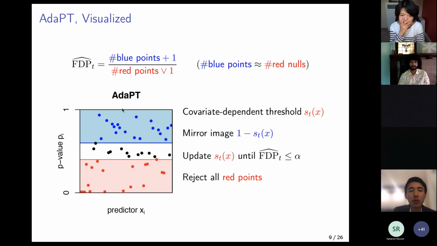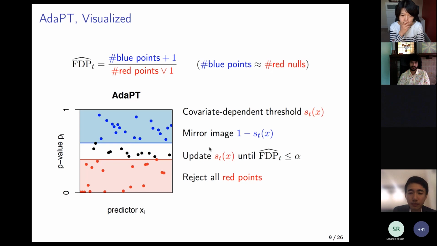Then we will define a false discovery proportion estimator. Roughly speaking, it is the ratio between the number of blue points and the number of red points. And the intuition is that under the null, the p-value is uniformly distributed. So roughly speaking, the number of blue points would be the same as the number of red null points.